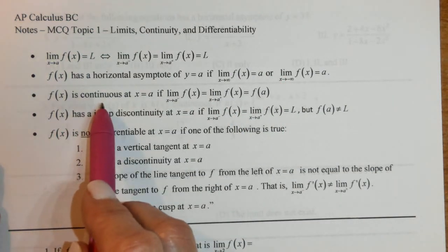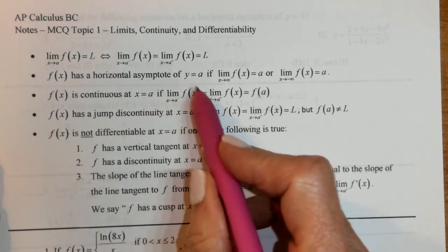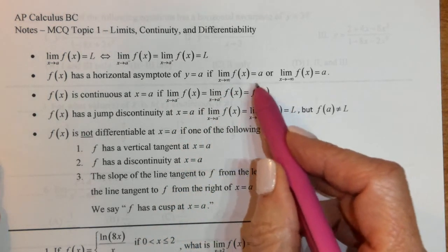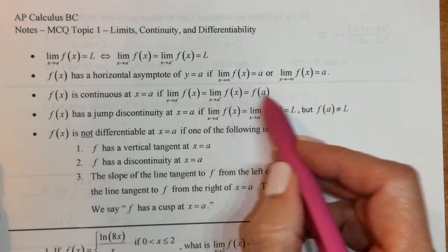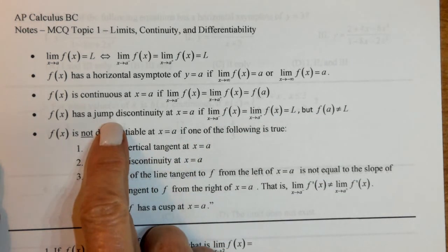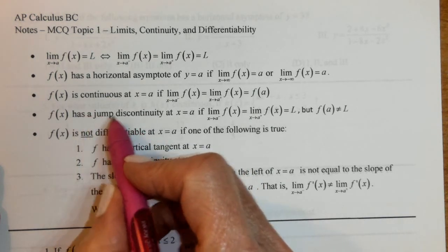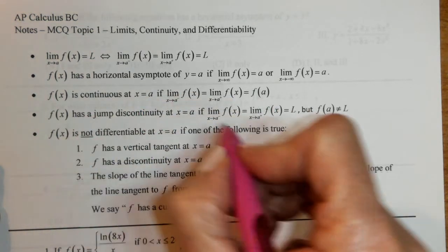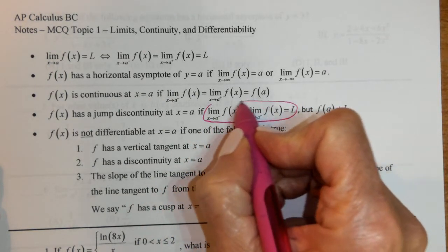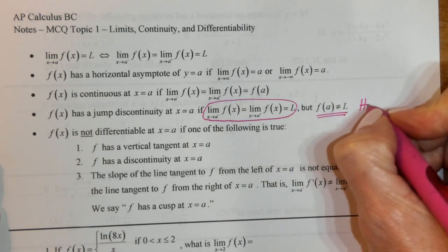F is continuous at x equals a if and only if the limit from the left is equal to the limit from the right, and that is equal to the function at a. All three have to be equal for f to be continuous. There's a special term for a discontinuity that has a hole, and that is called a jump discontinuity. And that means that the limit from the left is equal to the limit from the right, but not equal to the function value. That would mean you have a hole.